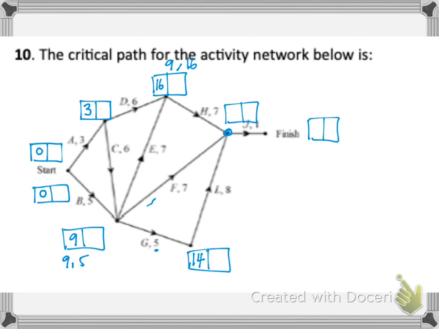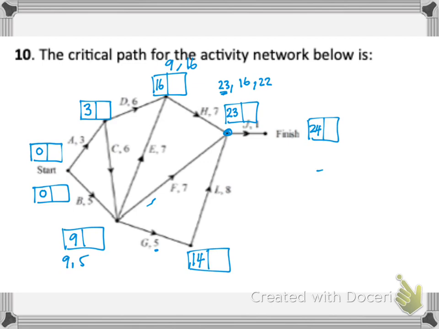I could have 16 plus 7 would be 23. I could have 9 plus 7, which is 16. Or I could have 14 and 8 is 22. So it's going to be 23. Okay, the largest one. And then activity J is 1. So I will finish at 24.